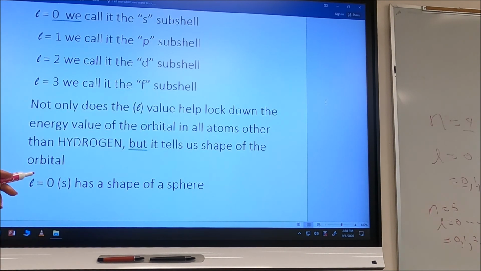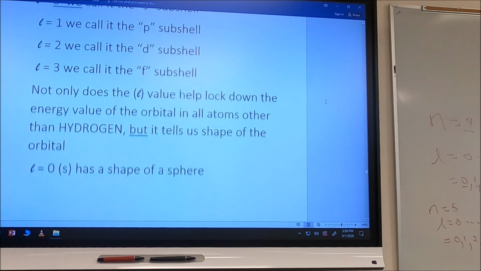Not only does the L value help us lock down the energy, like I said before, for all other atoms other than hydrogen, but it also tells us the shape of the orbital. So let's talk about shapes.